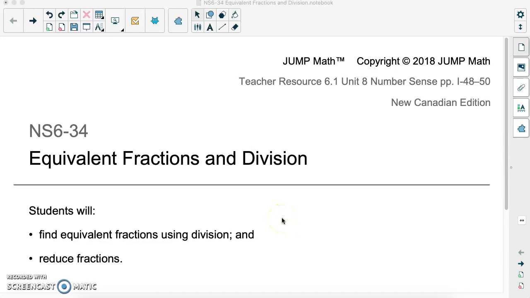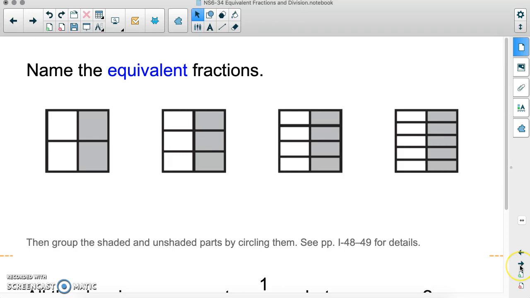Today's lesson is on equivalent fractions and division. Students will find equivalent fractions using division and reduce fractions. So let's get started by naming these equivalent fractions.